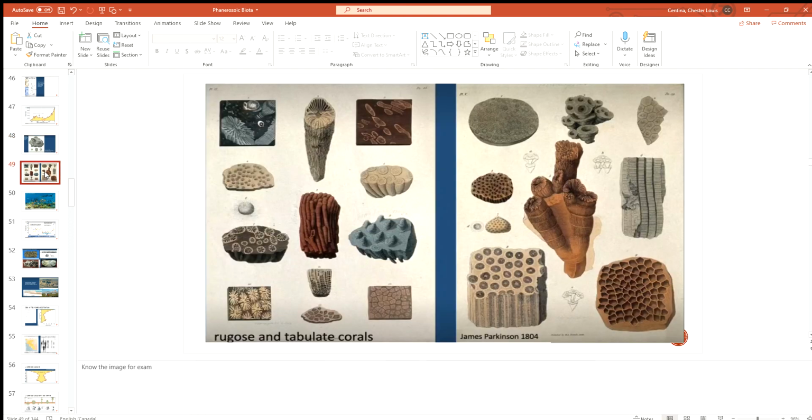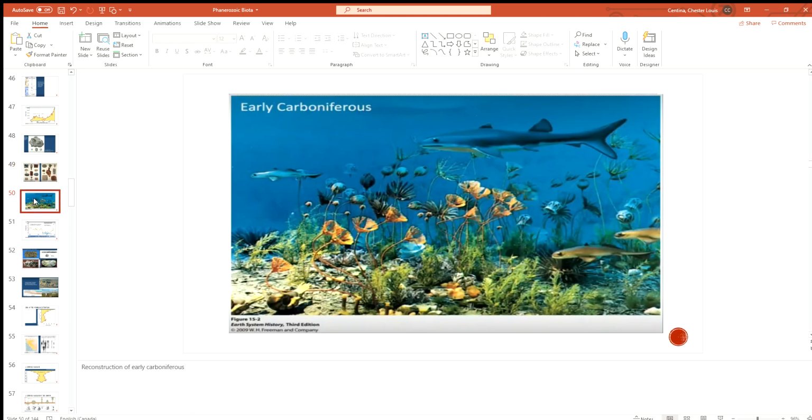Okay, so rugose and tabulate corals right here, and what type of coral is this? This is the rugose, okay. I think they're basically kind of the same corals. Just know these images for the exam. He might ask you, so just try to know them. Okay. Early Carboniferous.